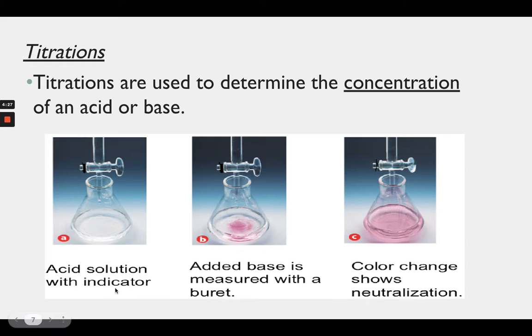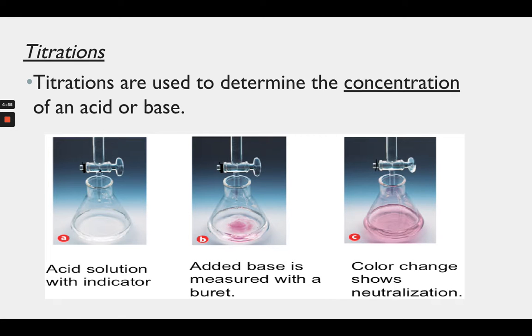We then add an indicator, and an indicator is something that is a different color in acid versus base. So it will change color at exactly the neutralization point, because one drop past the neutralization point, that unknown acid will be neutralized, and then adding base cause it to become basic. So we can see exactly where it is neutralized by adding this chemical indicator that is a different color in acid or base.